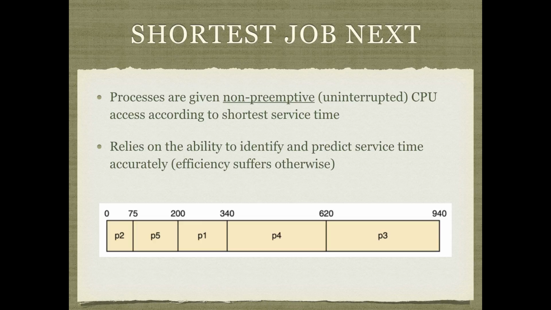So we've got process 2 at 75, process 5, which ends at 200 clock cycles, process 1, which ends at 340, process 4 at 620, and process 3 at 940. So 75 plus 200 plus 340 plus 620 plus 940 divided by 5 is an average of 435. So the average turnaround time is almost 100 clock cycles lower with this method than with first come, first served, which was, I believe, 529 clock cycles on average.